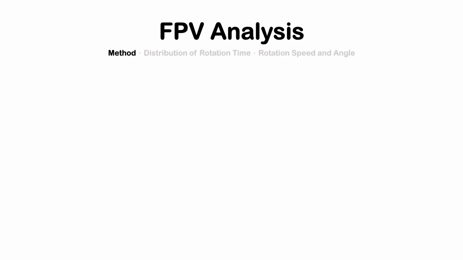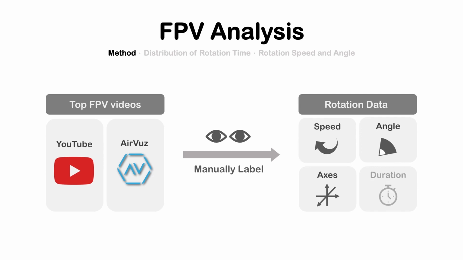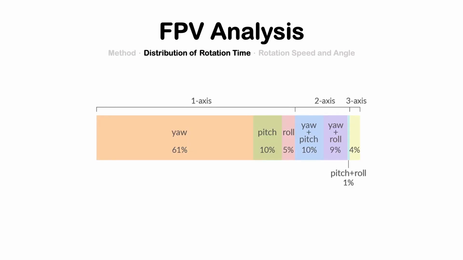We would first go through a top FPV video analysis that would be essential to our following system design process. We collected the 30 most popular FPV videos from YouTube and Airviews, a top video sharing site specifically for drone videos. We manually analyzed these videos by rotational speed, angle, axis, and time duration. We categorized these rotations into single axis, 2 axis, and 3 axis, and scoped the rotational time distribution.